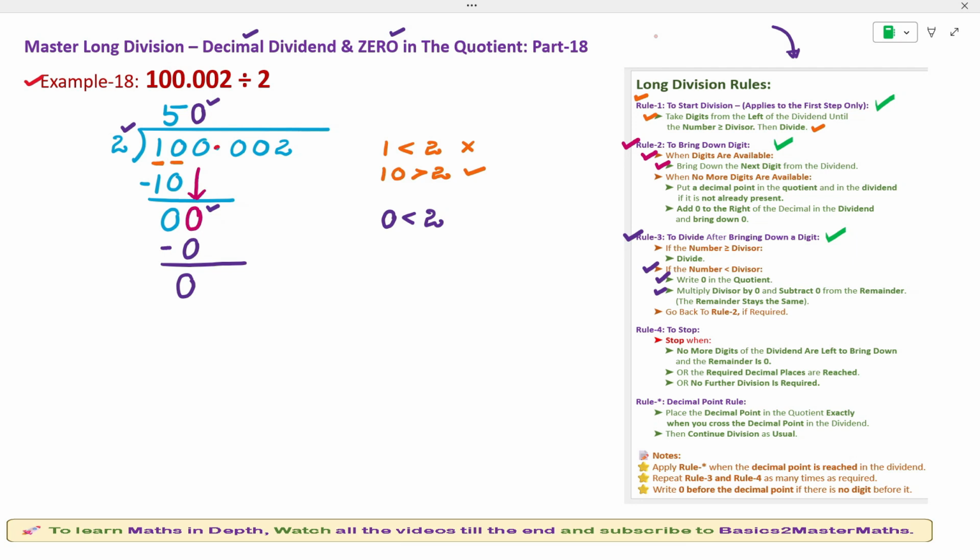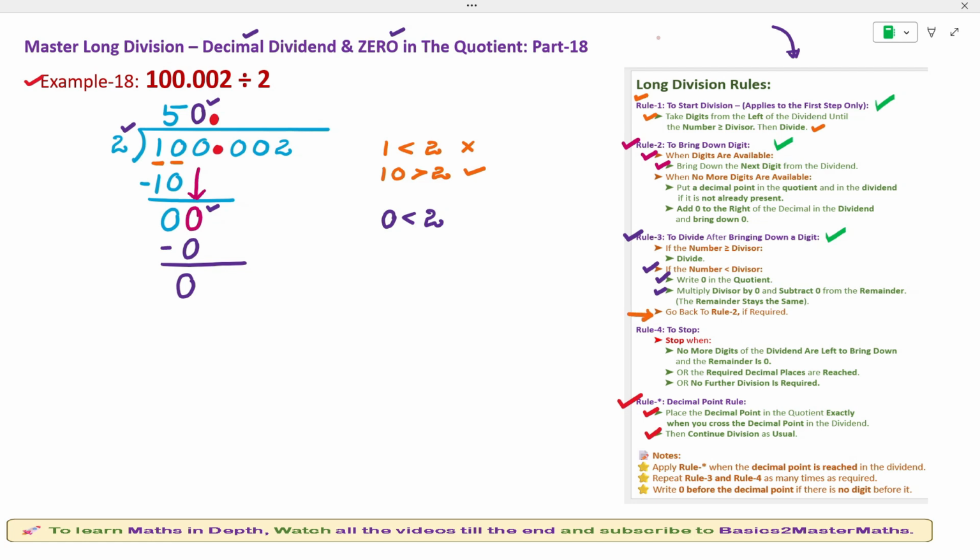Observe, we have reached the decimal point in the dividend. So, as per decimal point rule, place the decimal point in the quotient and continue the division as usual.